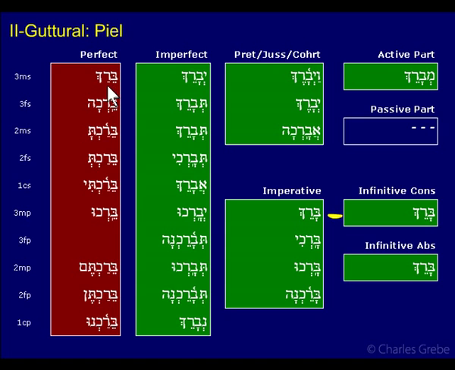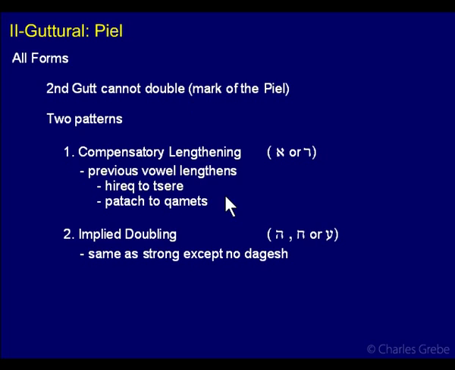Aleph or resh in the second position, which is what we have here, a resh. If you had aleph there, you get the same behavior. And hiriq goes to tsere, patach goes to qamets. So this is what happens in the perfect, and this is what happens in the prefix forms. The other possibility is this here, and that is implied doubling. And it occurs when you have a he, a chet, or an ayin in the middle. So if you have an ayin in the middle radical, like here, then what you'll get is implied doubling, which basically means nothing happens. We just imply that it is doubling.